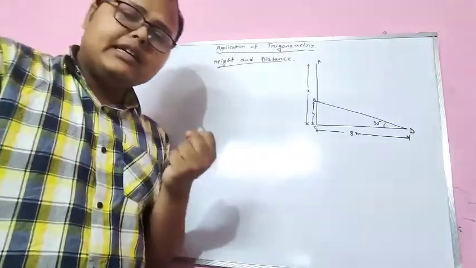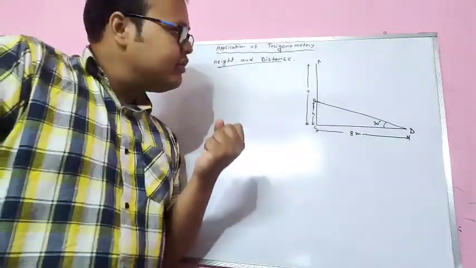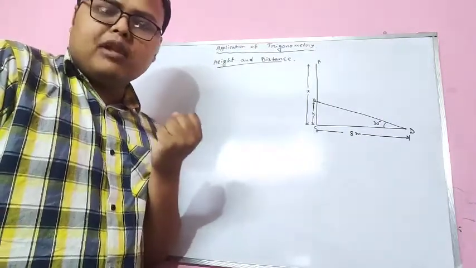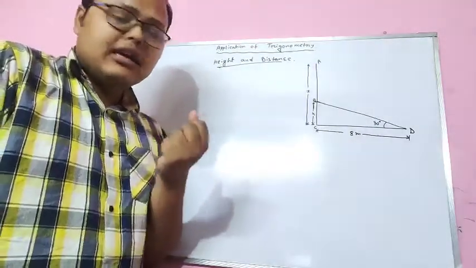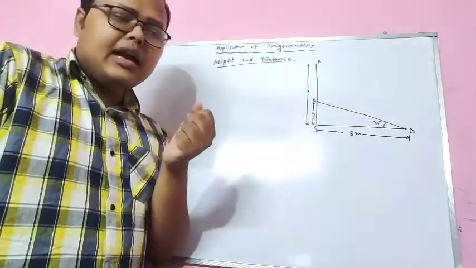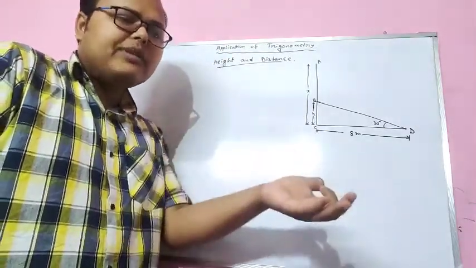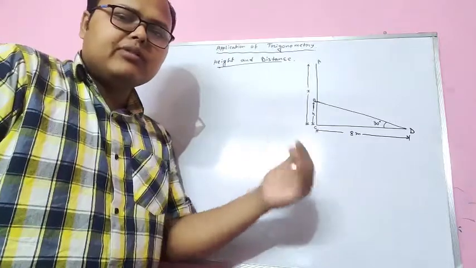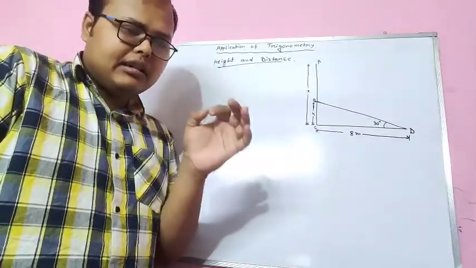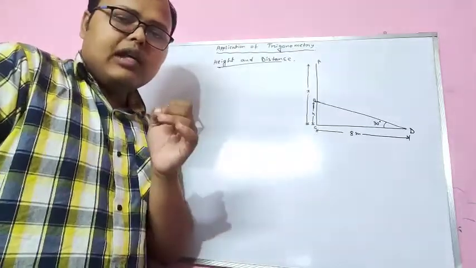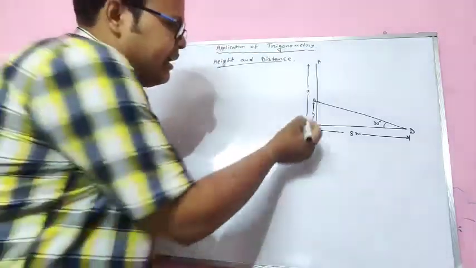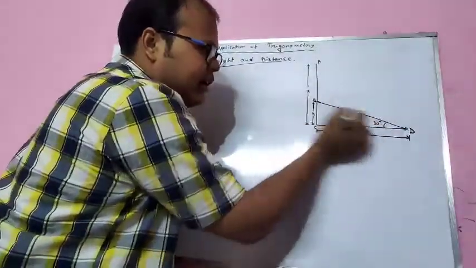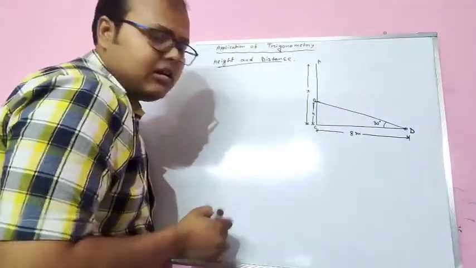Here we will be applying the trigonometric ratios, and basically we will be dealing with height and distance problems, real life problems related to height and distance. Suppose you are at a certain height and you are observing some object at a certain distance. If you are at point B and the object is at D, you are observing that object.